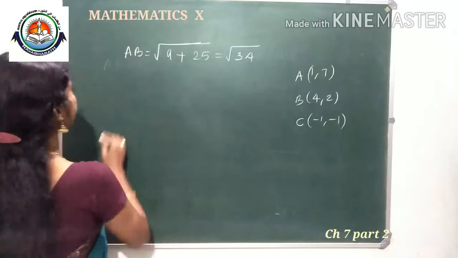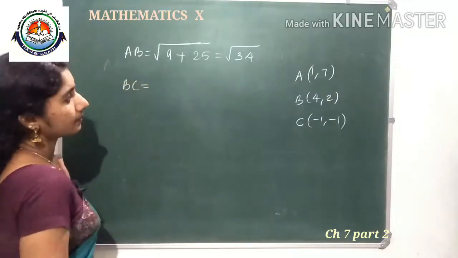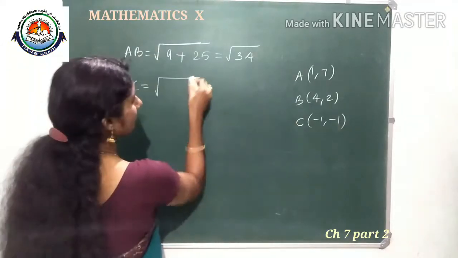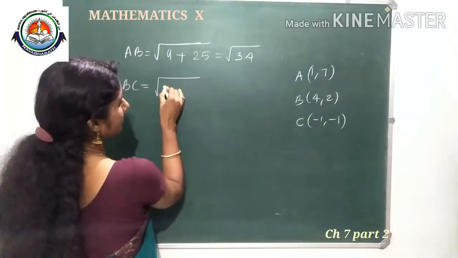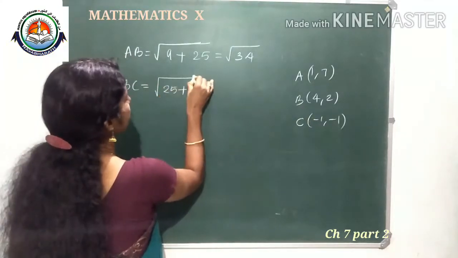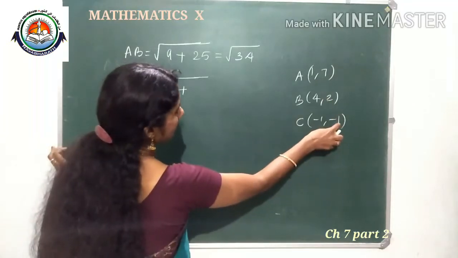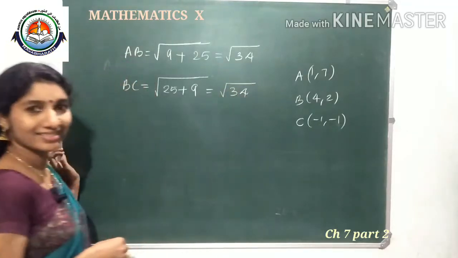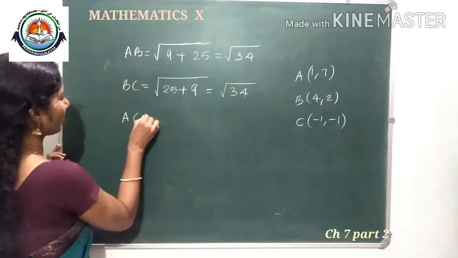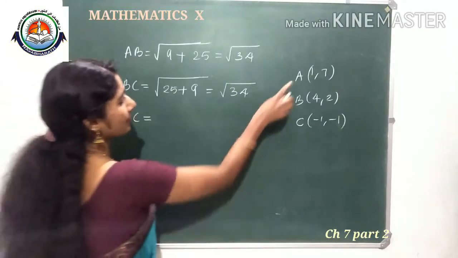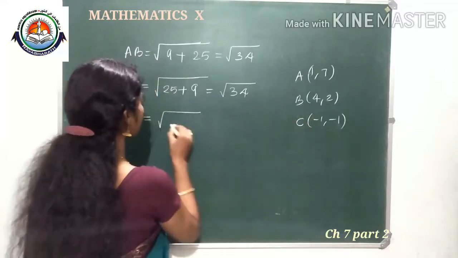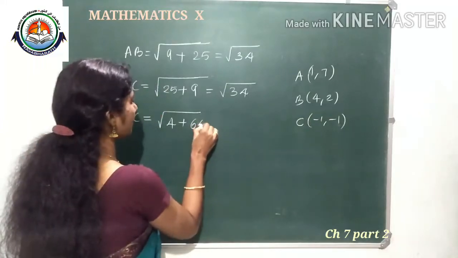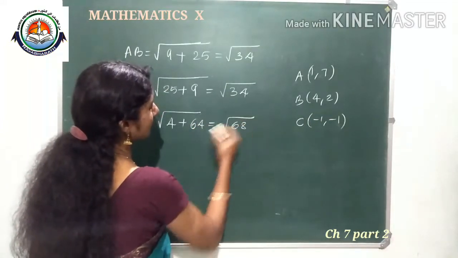Then next, BC. BC is equal to root of (4 minus minus 1), which is 4 plus 1, 5, square is 25, plus (2 minus minus 1), which is 3, square is 9. We are getting it is equal to root 34 again. Then what about AC? AC is equal to root of (1 minus minus 1), which is 2, square 4, plus (7 minus minus 1), which is 8, square 64. We can write it as root 68.